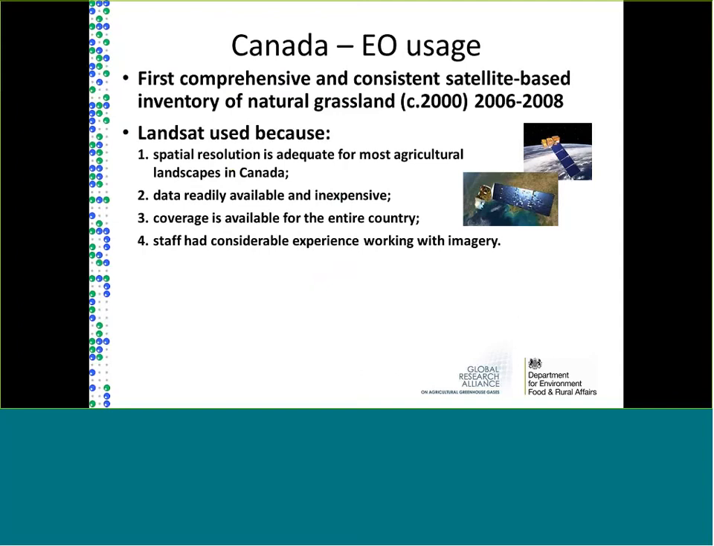The spatial resolution was adequate for most of the agricultural landscapes in Canada, in contrast to the situation in Mexico, where Mexico found that a lot of their plots of land were just too small really to be resolved well using 30-meter Landsat data, and they benefited from the use of SPOT. The data is freely available and inexpensive. It covers the entire country, and as with New Zealand, staff had considerable experience with working with Landsat imagery.